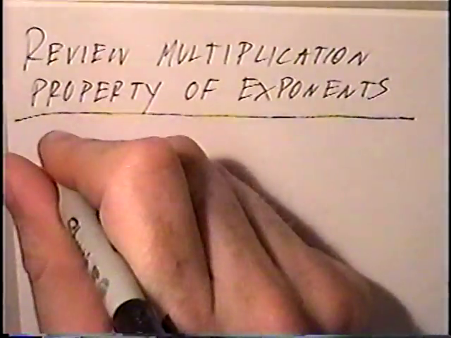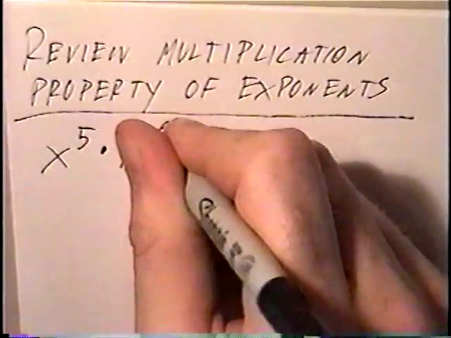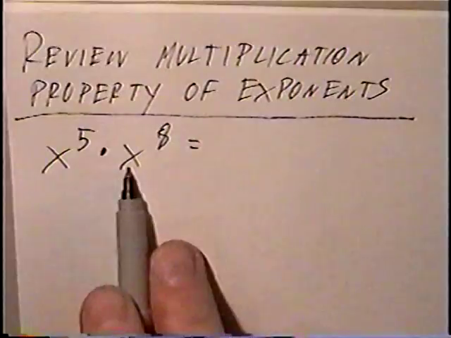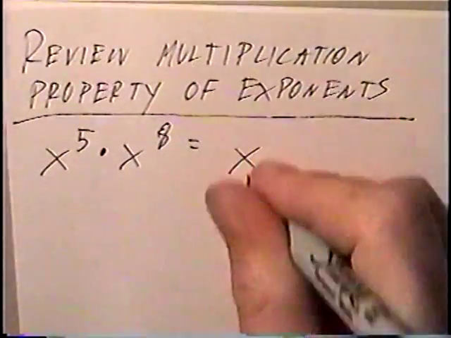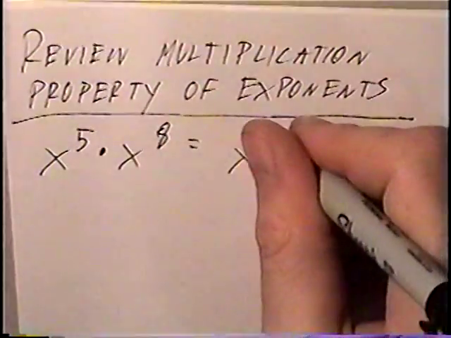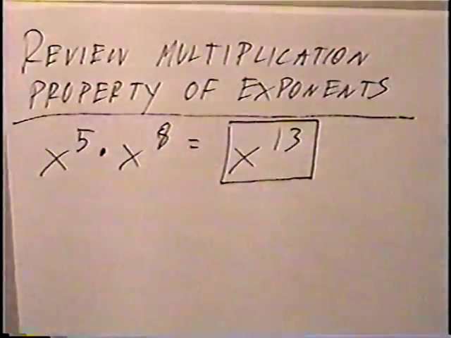First question, x to the fifth times x to the eighth. Again, if you have the same base, the same variable, or same number, in this case we have x, would stay the same, and the exponents 5 and 8, we can add those together. So our final answer is x to the 13th.